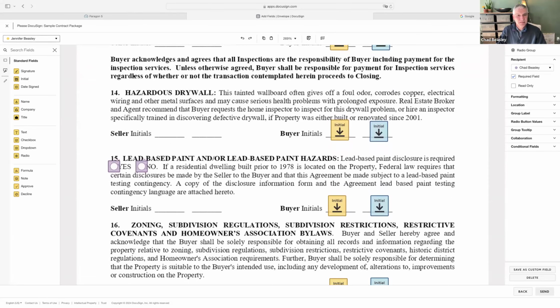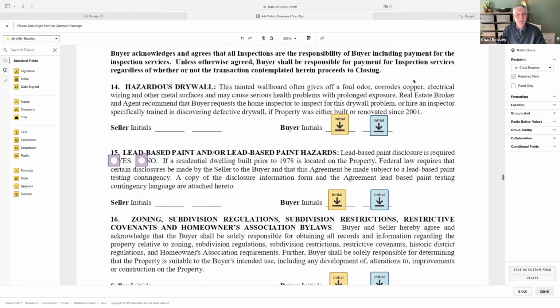All right. Buyer acknowledges that all inspections are the responsibility of the buyer, including payment for the inspection services. I think this should probably be highlighted. Unless otherwise agreed, buyer shall be responsible for payment of inspection services regardless of whether or not the transaction contemplated herein proceeds to closing.